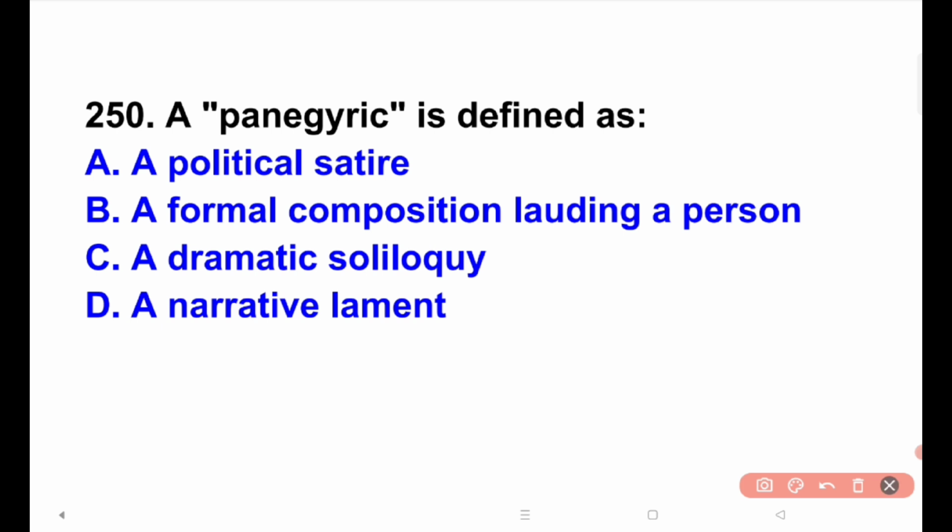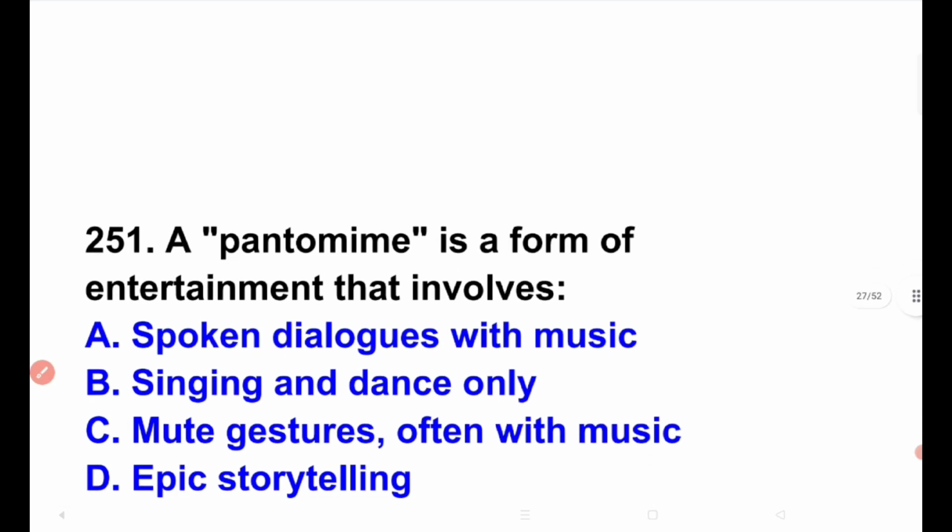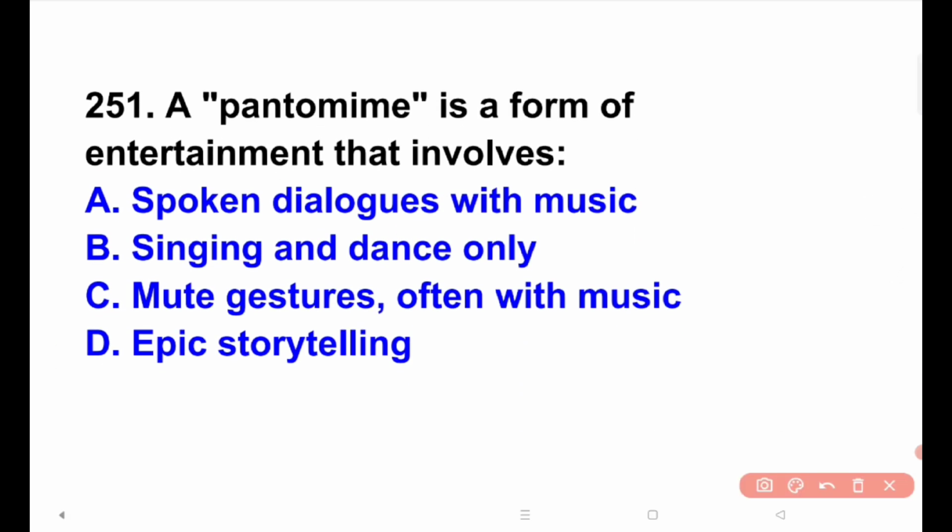Next, a pantomime is a form of entertainment that involves mute gestures, often with music. Pantomime uses silent expression, typically accompanied by music, to tell a story. What is pantomime? A play or entertainment in which the actors express themselves by mute gestures, often to the accompaniment of music.